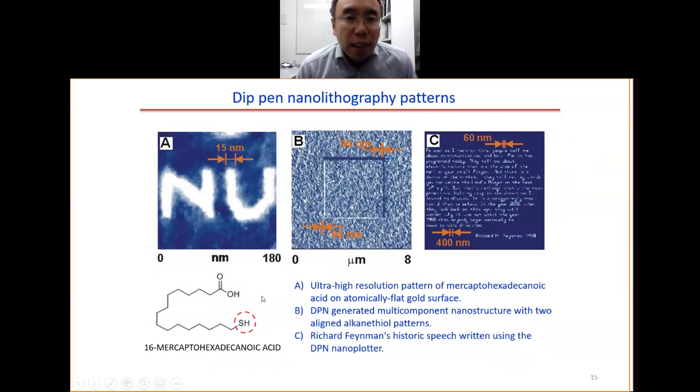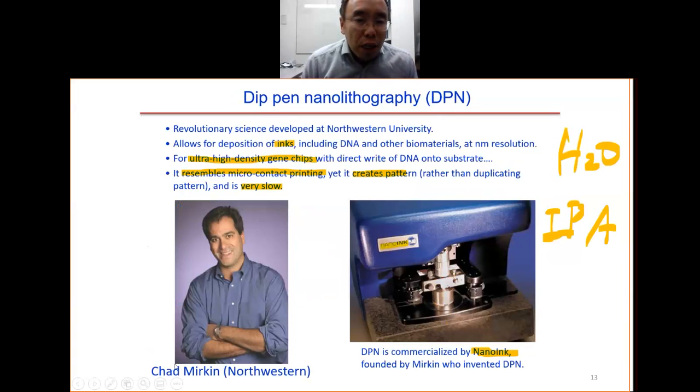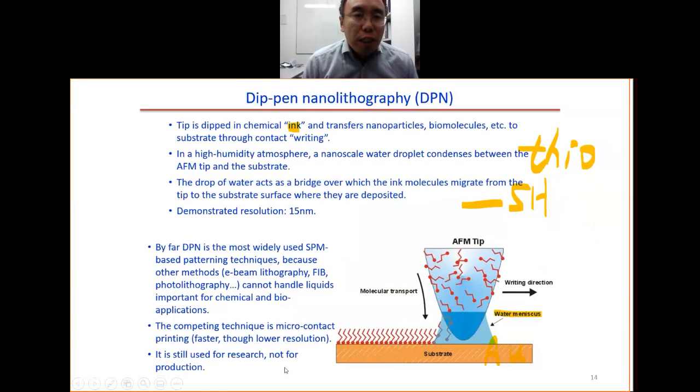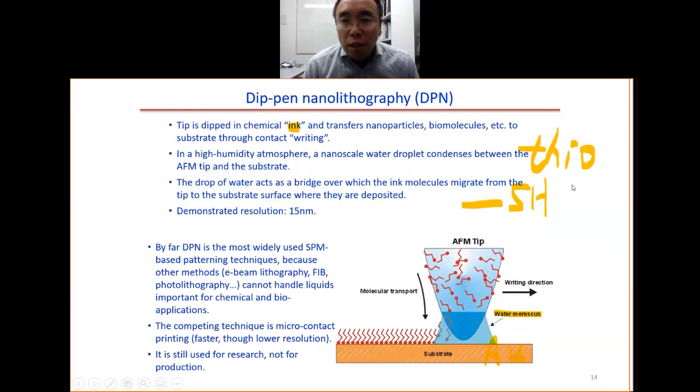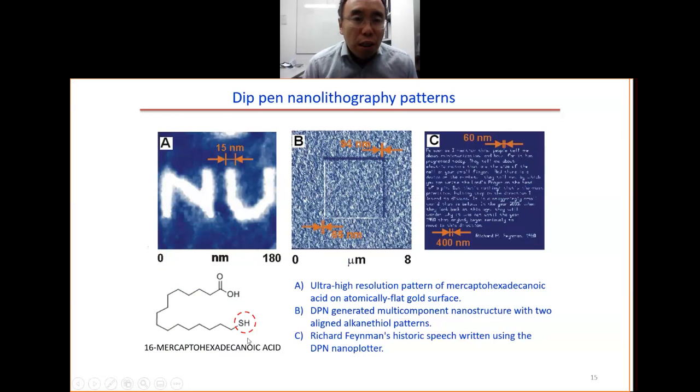Here are examples of dip pen nanolithography. The first one is the NU. NU means Northwestern University. In this case, we have a 15 nanometer line width, a very high resolution. The molecule here is 16-mercaptohexadecanoic acid. One end has this thiol group, which you need to bond onto the gold substrate. The other end has this acid group, COOH.